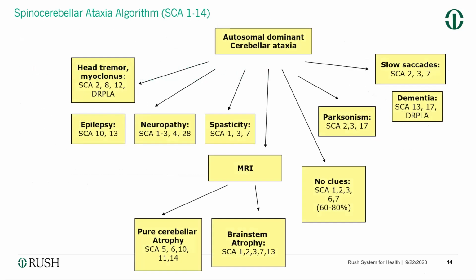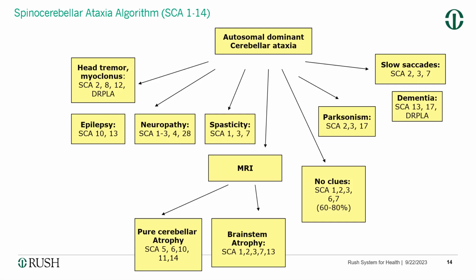Next slide. So let's turn next to the autosomal dominant cerebellar ataxias. This is one of the algorithms that I use. And we are up to 49 SCAs, spinocerebellar ataxias, so any strategy that you can use to narrow it down is important.